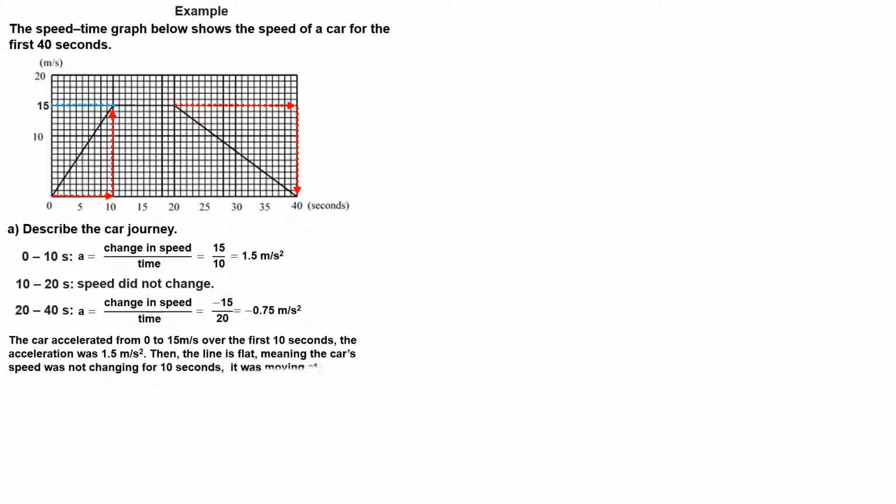The car accelerated from 0 to 15 meters per second over the first 10 seconds. The acceleration was 1.5 meters per second squared. Then, the line is flat, meaning the car's speed was not changing for 10 seconds. It was moving at constant speed. Next, the car spent the last 20 seconds decelerating back down to 0 meters per second. The acceleration was minus 0.75 meters per second squared.